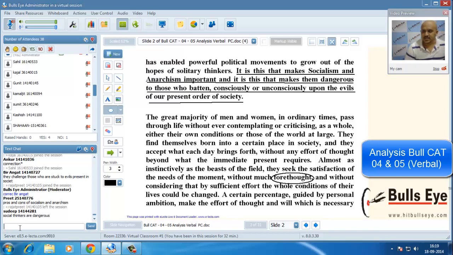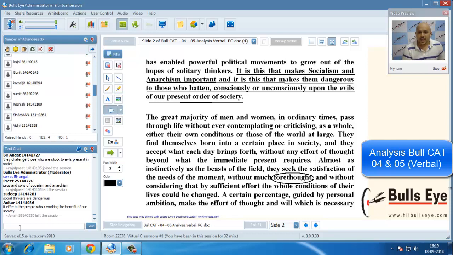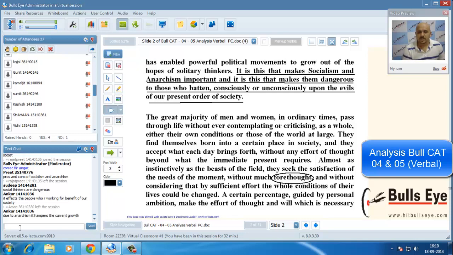When you look at such a line, what happens to me when I read something like this? All of a sudden, it strikes me instantaneously that this is the perfect material to make a question because of its hidden layers and its complexity. What are these layers? I'll just read this line with you guys so that you are able to understand the mindset of a question setter. "It is this that makes socialism and anarchism important, and it is this that makes them dangerous to those who batten consciously or unconsciously upon the evils of our present order of society."